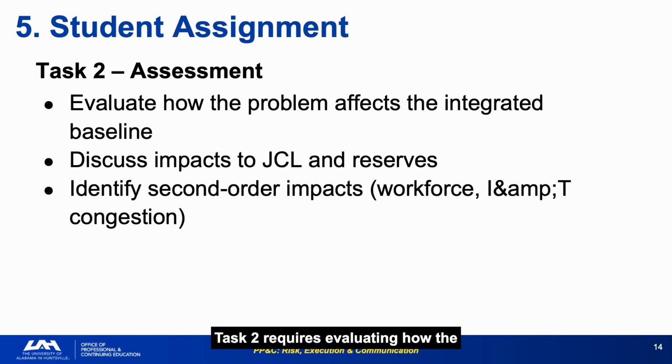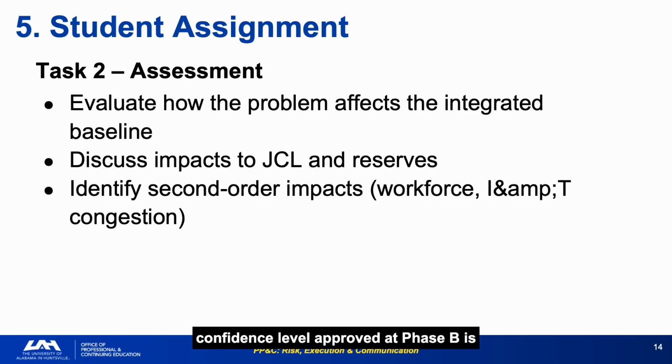Task 2 requires evaluating how the Instrument A problem affects the integrated baseline, including JCL and reserves, and identifying second-order impacts such as workforce shifting and INT congestion. Second-order impacts are often more damaging than the primary problem because they are less visible and less planned for. An INT phase already compressed by float consumption becomes dramatically riskier when an instrument delivery slips by 3 to 5 additional months. The JCL assessment must be explicit.